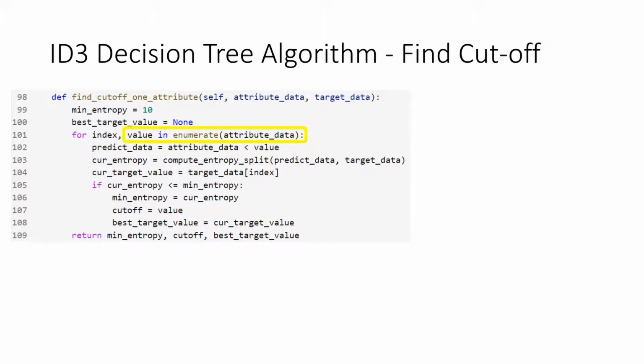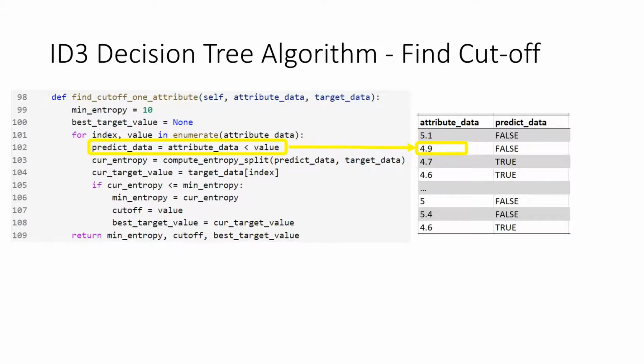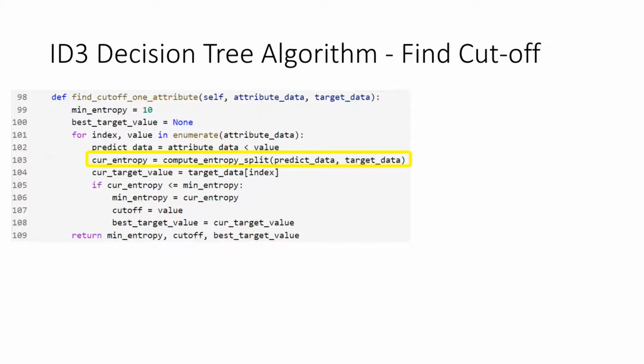It then loops over the values in the attribute data. For every value, the predict data array is built. For example, with a value of 4.9, the predict data is true if the attribute data is smaller than 4.9, otherwise it will be false. The entropy of this split is calculated by the compute entropy split function. The final cutoff value is decided by the minimum entropy.